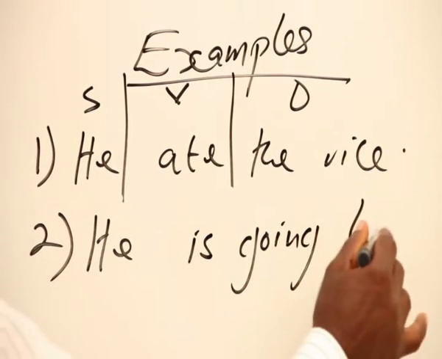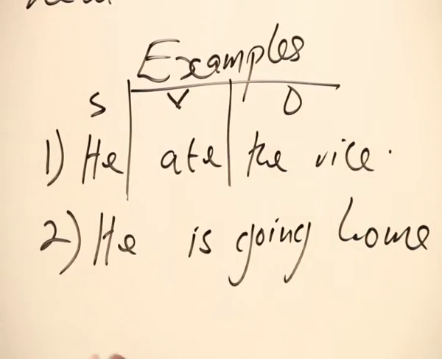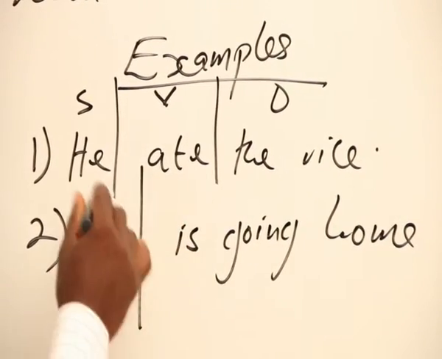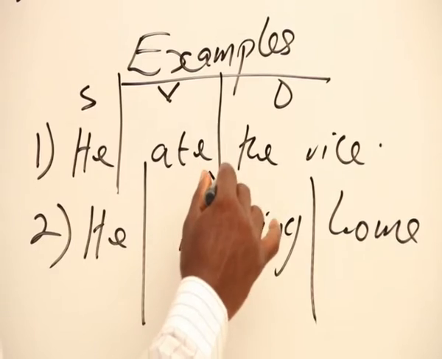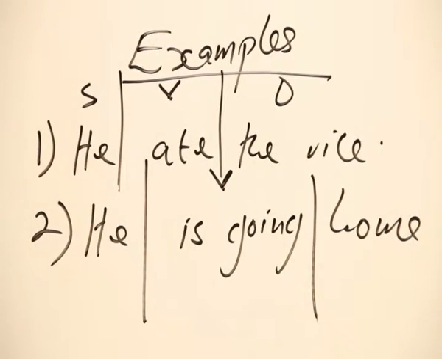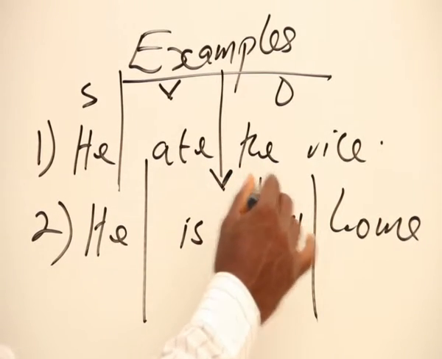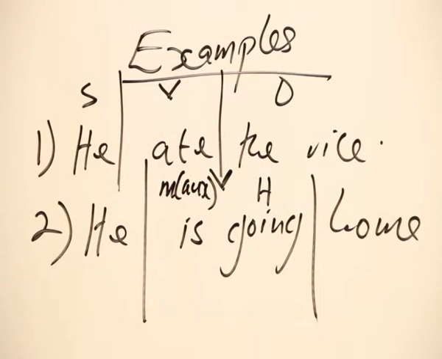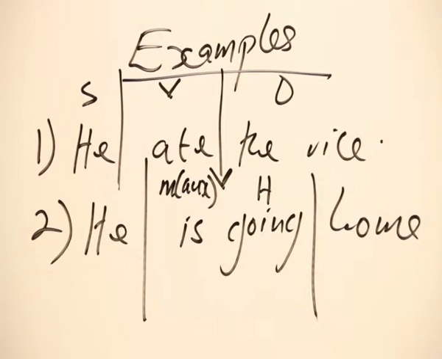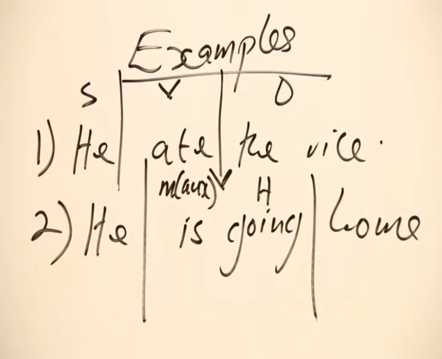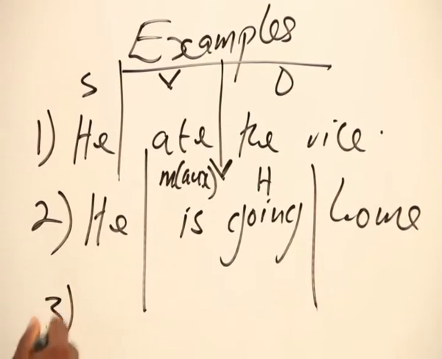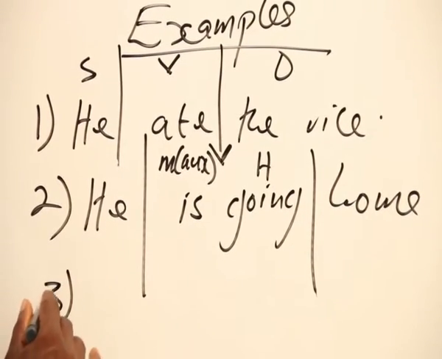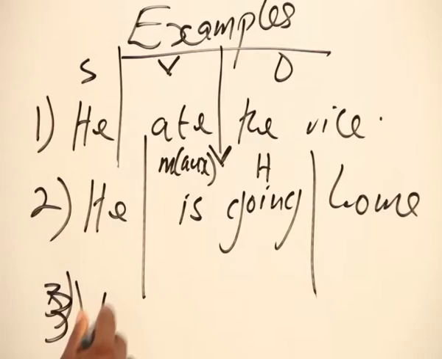He is going home. We have here, this is now our verb phrase. The verb phrase has its head, going, and then we'll have an auxiliary. We'll have a modifier modifying going, and that modifier can go even further, it can make it even more complex.